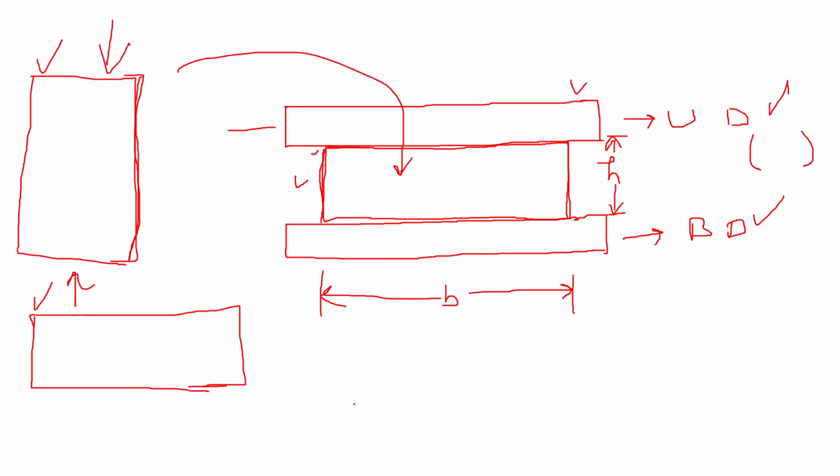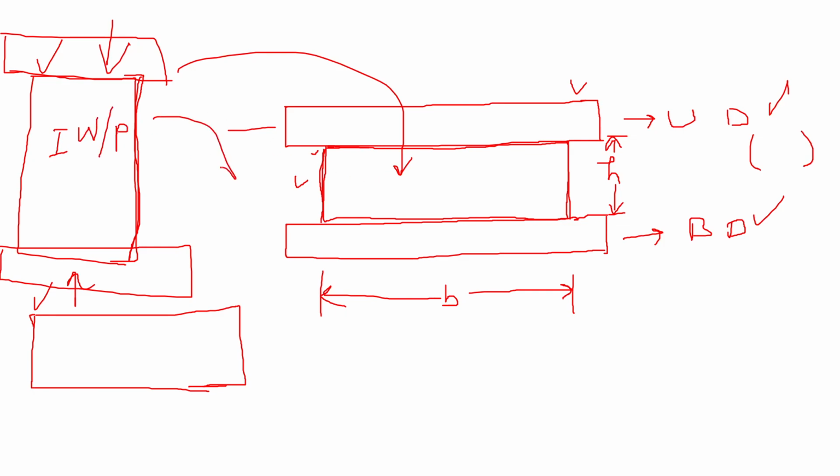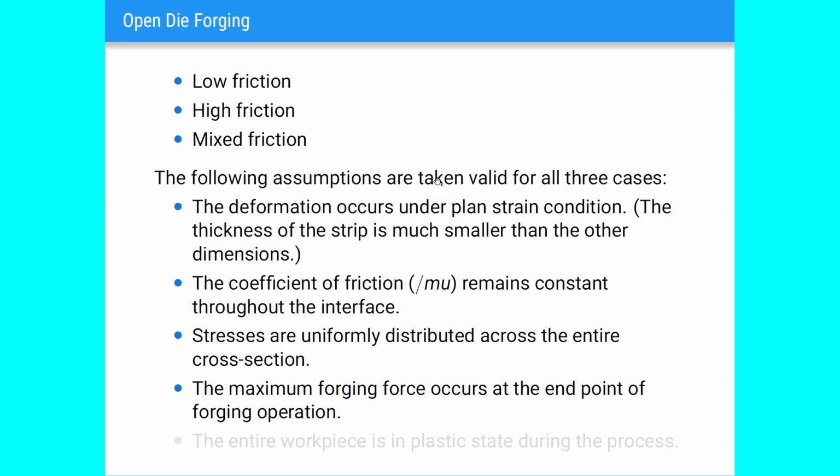Okay, so we assume that when we are trying to flatten this initial workpiece, this is your initial workpiece, which is converted into this particular shape. So we are assuming that at your starting point your forging force is low, but at the end of the operation the forging force is very high, or you can say the maximum forging force is achieved at the end of the operation. Okay, this was the fourth assumption.